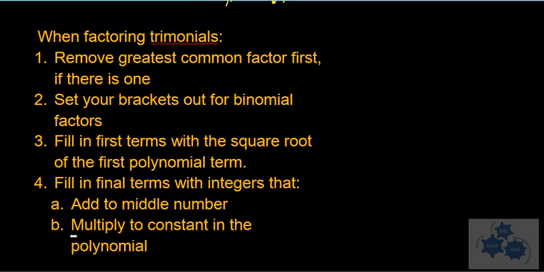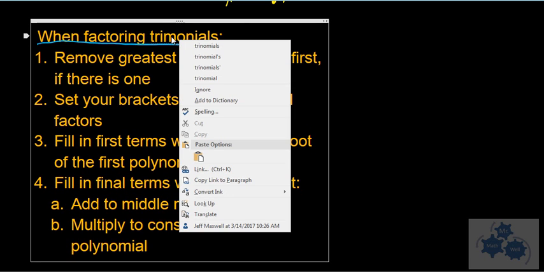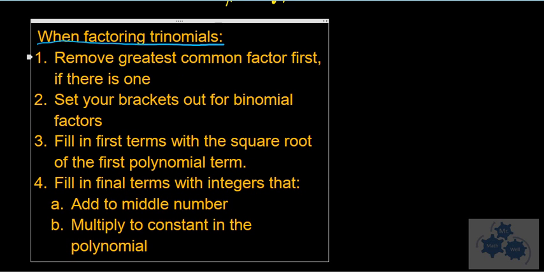All right. So, pretty important when factoring trinomials. Oh, that is spelled wrong. Trinomials. Thank you. Remove the greatest common factor first. Set your brackets out for binomial factors. Fill in the first terms with the square root of the polynomial's first term. Then fill in your final terms with integers that add to the middle number and multiply to the constant.